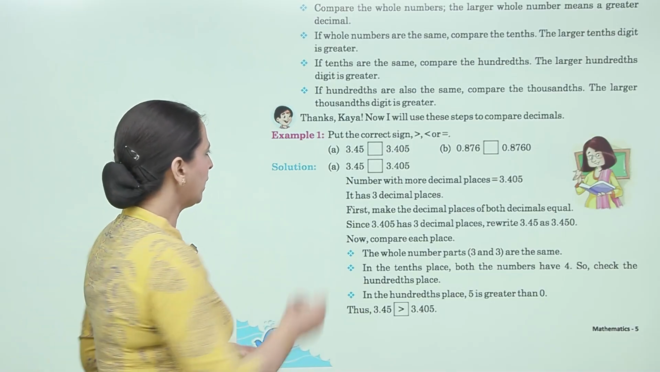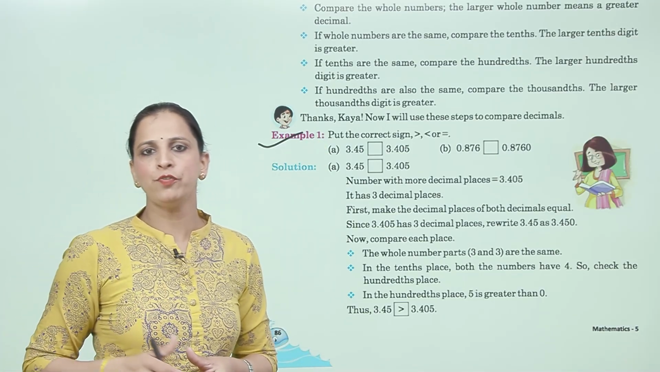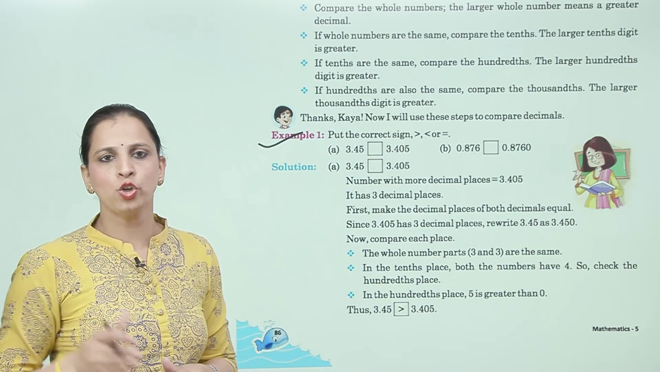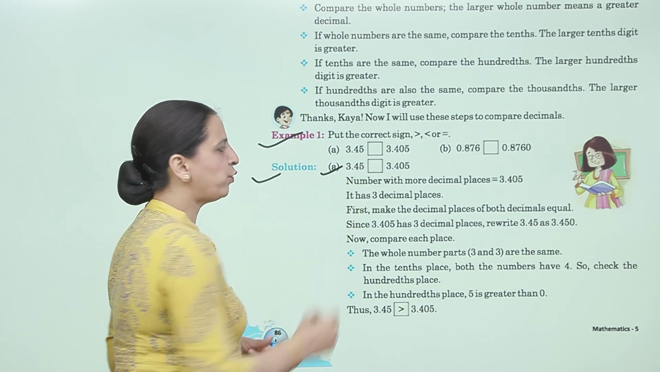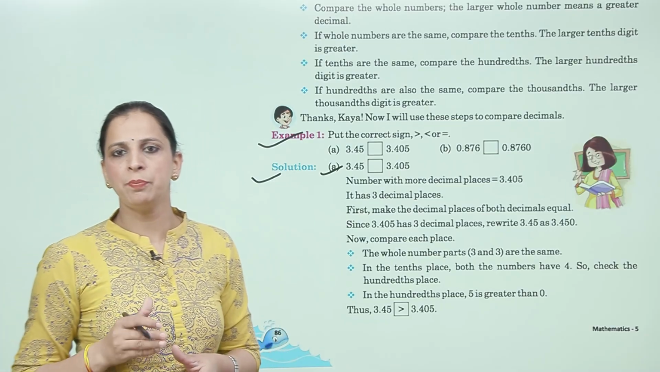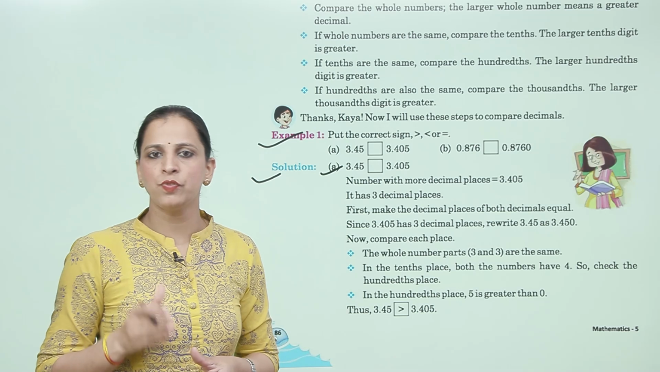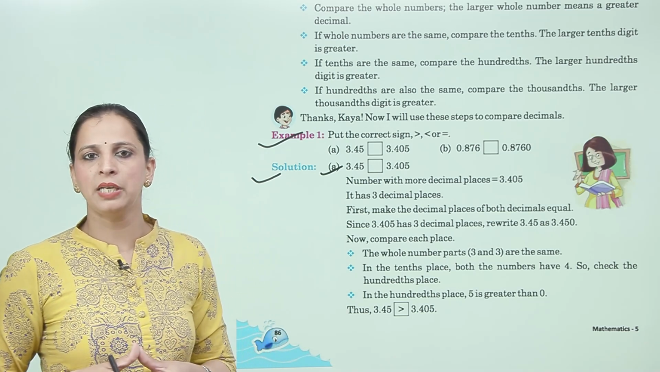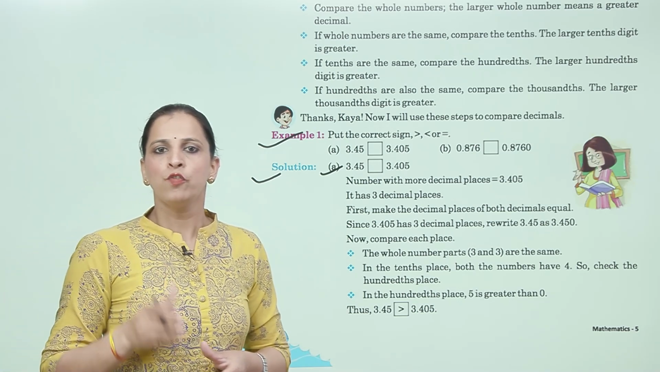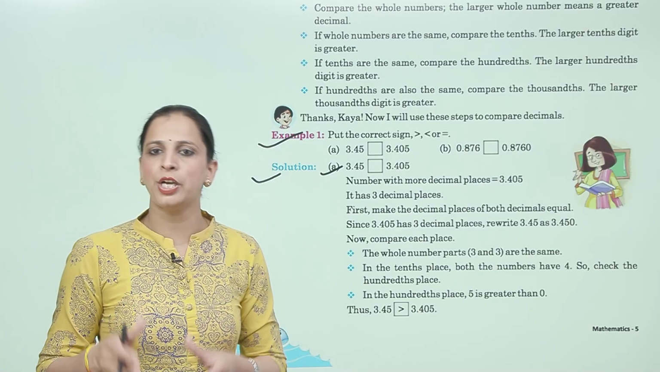Now example 1. Put the correct sign greater than, less than or equals to between 3.45 and 3.405. Now solution, 3.45 and 3.405. The number with more decimal places is 3.405. It has 3 decimal places. First make the decimal places of both decimals equal. Since 3.405 has 3 decimal places, rewrite 3.45 as 3.450.